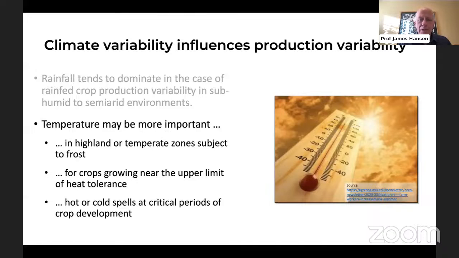But in many other cases, in hot climates, you can have loss of crop productivity because of heat waves. Either hot spells or cold spells, it can be damaging, particularly if they occur during critical periods of crop growth, crop development.